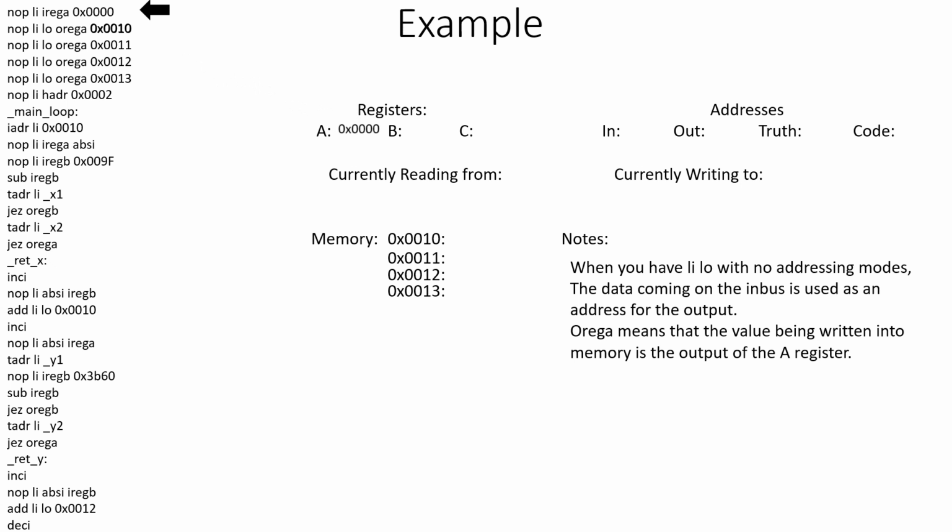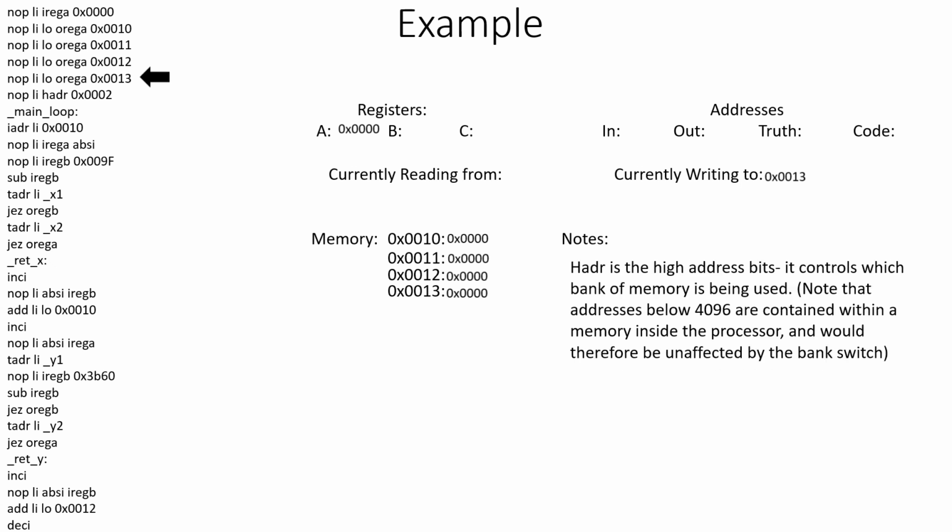The next few instructions, NOP LI LO OREGA 0x something, will write the value in register A to the memory location 0x something. The next instruction isn't relevant here since it controls bank switching, and that's not important right now. Now, the next instruction will load 0x0010 into the IN address. We could go further, but this is enough.